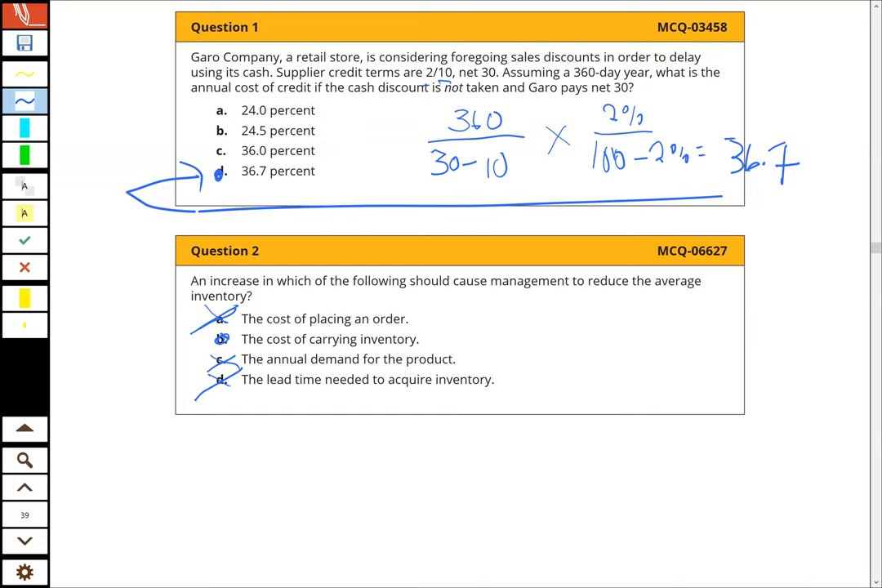What's going to cause us to want to reduce the average inventory is the cost of carrying inventory. And a couple of different things are going to affect that. One would be the cost of storage. The other would be if we have to carry insurance, or if the inventory is experiencing a high degree of shrinkage. Maybe the inventory spoils. Maybe it's a food product of some sort. Maybe people steal our stuff. Maybe we have high price, small size inventory items that are easy to steal and fairly fungible when they get out on the street. So you're going to want to reduce the amount of the inventory you carry.